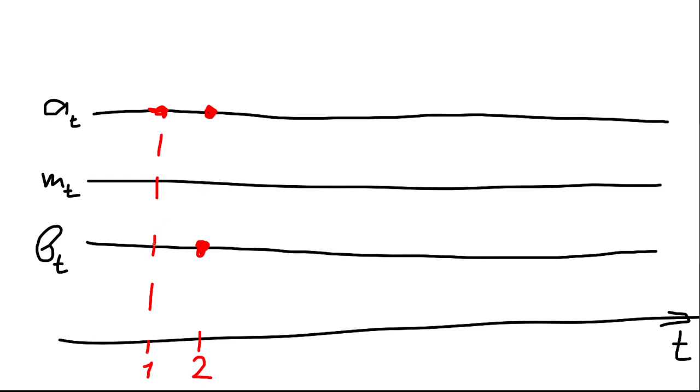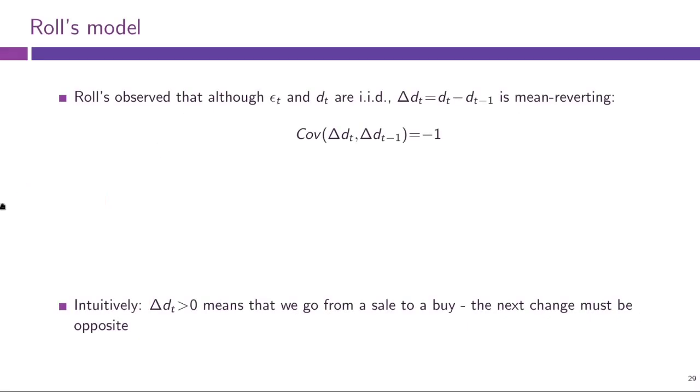If in period one we had a sell order, the transaction price would be B_t, so the next period price would on average be higher. So you see the prices are pressured to return to the mid-quote, M_t. And this is basically what happens in our model. So the covariance between changes in the direction of trade will be negative, which is something that you can compute. I had a blank here in the slide because I derived it on the board. And I guess I will not derive it right now, but this is something you can do.